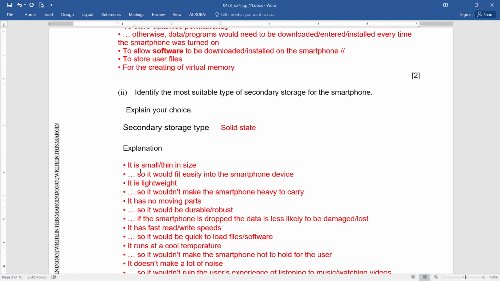Definitely with moving parts, there are some problems which are not there in solid state, because there are no moving parts, and it is going to make it durable or robust. If the smartphone is dropped, the data is less likely to be damaged or lost. That is what you also know, because if there's no moving part, as is present in a hard drive, then even if the smartphone is dropped, there is very little likelihood of damaging your data. It has fast read-write speeds, or you can say faster access. So definitely it will be quicker to load files or software.